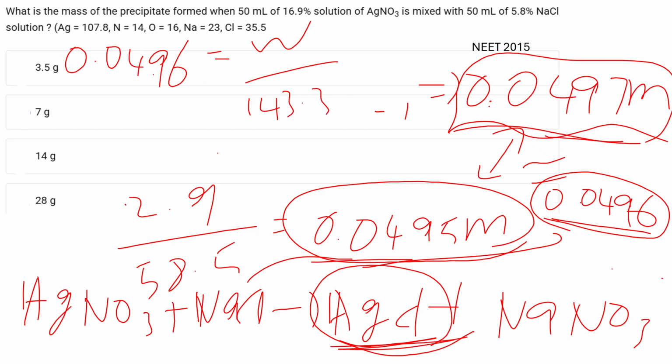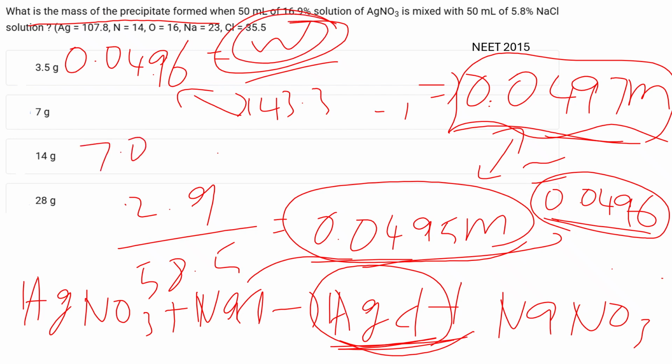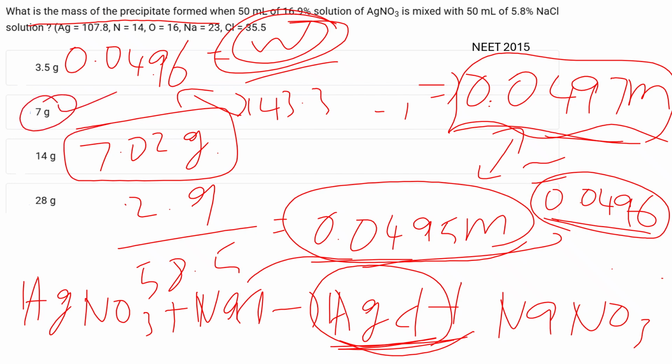I multiply these two, I will get the weight, which means they are asking the mass of the precipitate. I will get roughly 7.02 grams, exactly 7 grams. This is a way to solve this question. This is a very difficult question, but by simply thinking we can solve it.